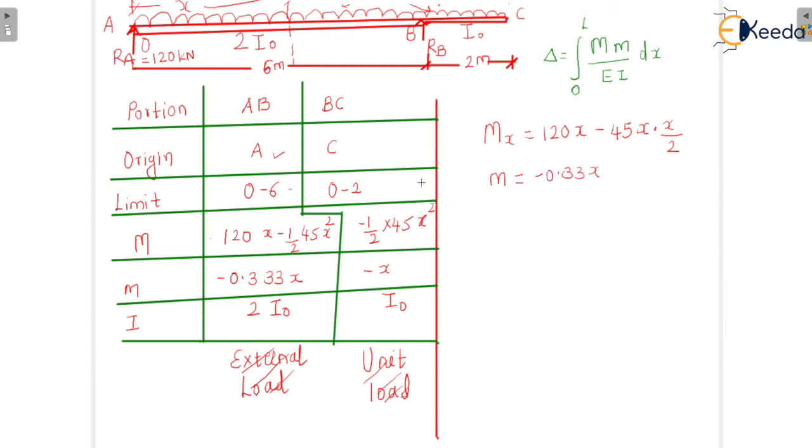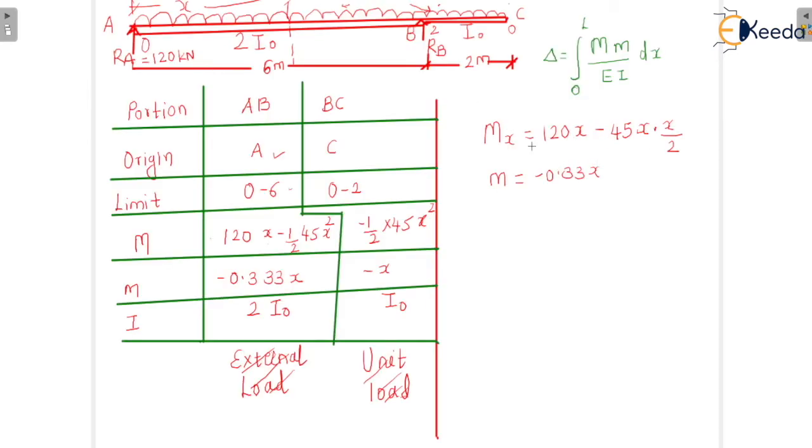So that simple equation we can write as m equals minus 0.33x. This will be our moment equation, and for the AB portion I is equal to 2 into I0. For BC it is I0, the limit for BC is 0 to 2, and the origin for BC is C. So 0 to 2 means we are measuring from C. Now once we get all these values, we simply substitute in the equation and find the deflection.